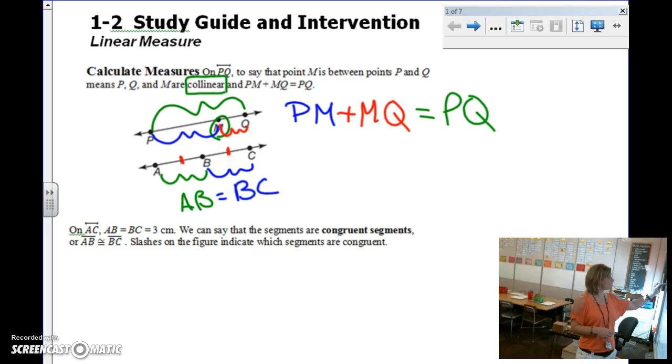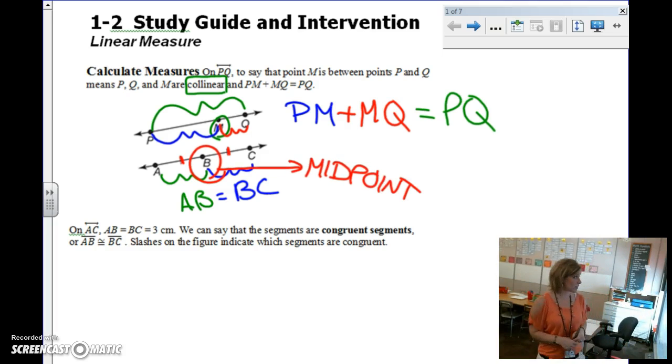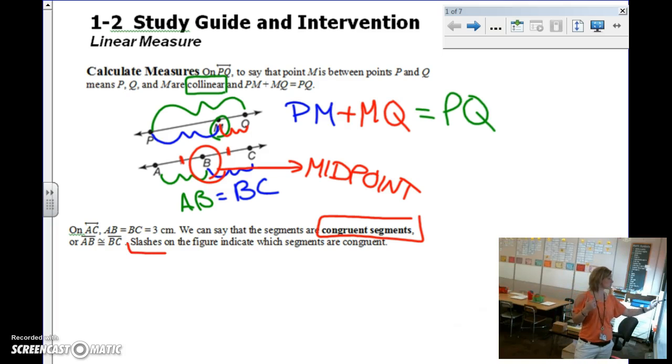We also have a special name for this point that's in between. We call this the midpoint. Midpoint, halfway between something. All right, so it is important that we are familiar with congruent segments. Okay, we know that it's that little slash mark on the figure to let you know that they're congruent. So those are the two main things that we are going to be working on today.